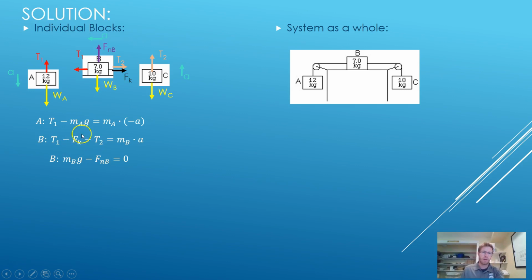Makes us find what kinetic force of friction is more easily. But we still can't solve because we don't know T1, T2, or a. So we move on to block C, and for block C we have T2 going up minus mCg going down equals mCa, which is positive here because it's accelerating up. And now, boy howdy, we have 1, 2, 3 equations with 1, 2, 3 unknowns.